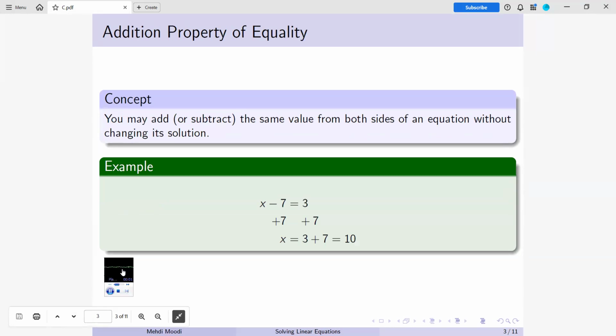Think of an equation as one of those old-fashioned balance scales. Whatever you do to one side, you must do to the other, or it tips over and your solution spills all over the floor.